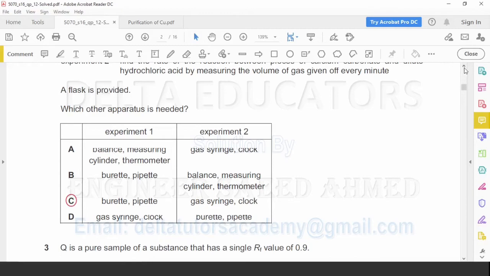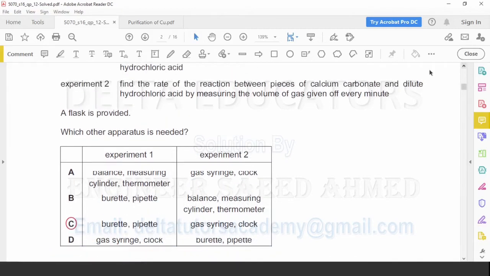What about experiment 2? In experiment 2, we have to find out the rate of reaction by measuring the volume of gas. For rate of reaction, we need a stopwatch or a clock. For measuring the volume, we need a gas syringe. Syringe and clock are given in option C, so the correct option is option C, where for experiment 1 it is given burette and pipette, and for experiment 2 it is given gas syringe and clock.